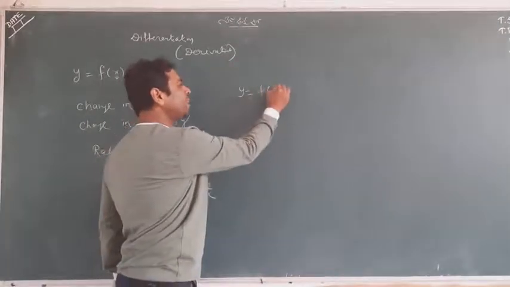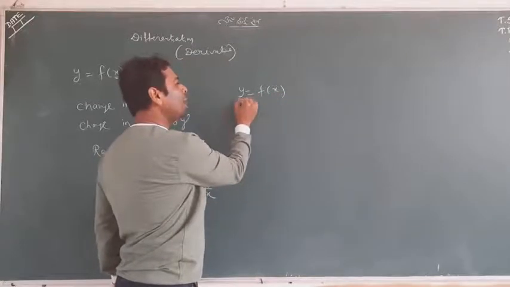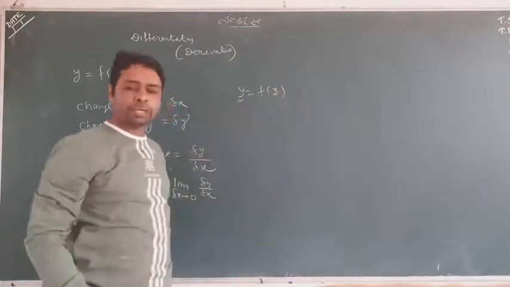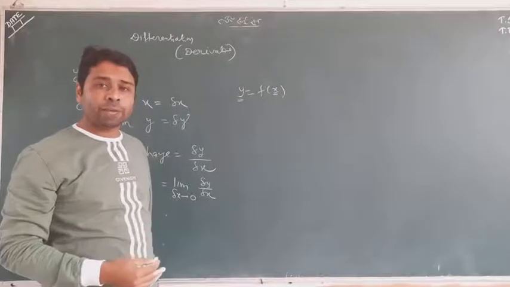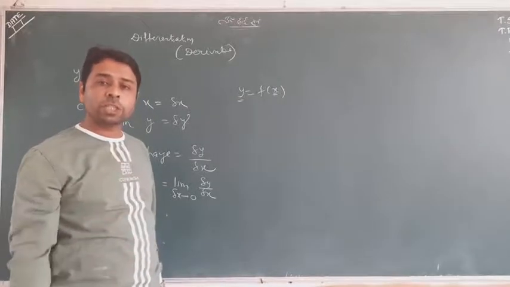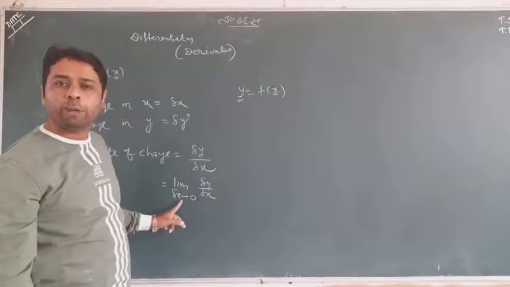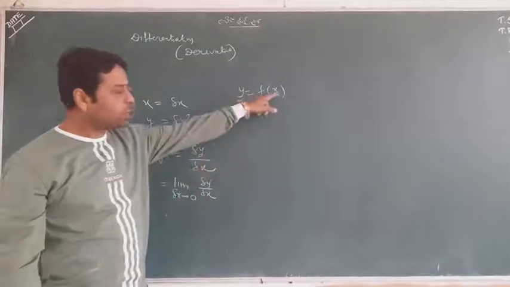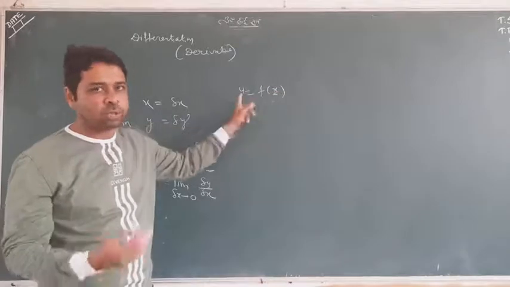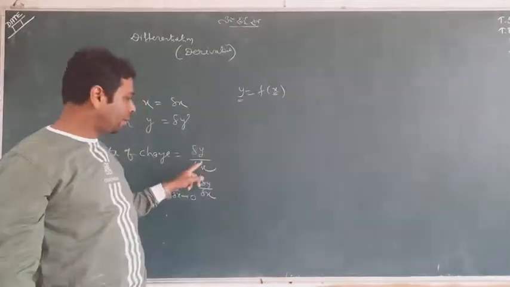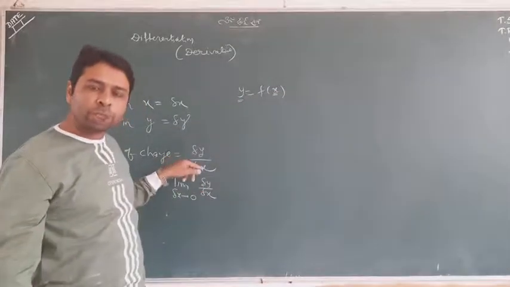Again, the change in y with respect to x. The instant change in y with respect to the instant change in x is called differentiation when this change is very small. So it all depends on the change of x. When x is changing, y is changing. That rate is called del y by del x. When does it become differentiation?